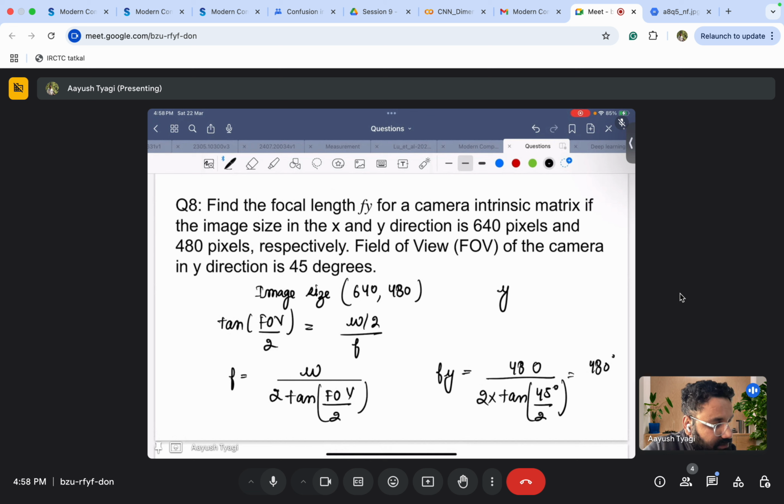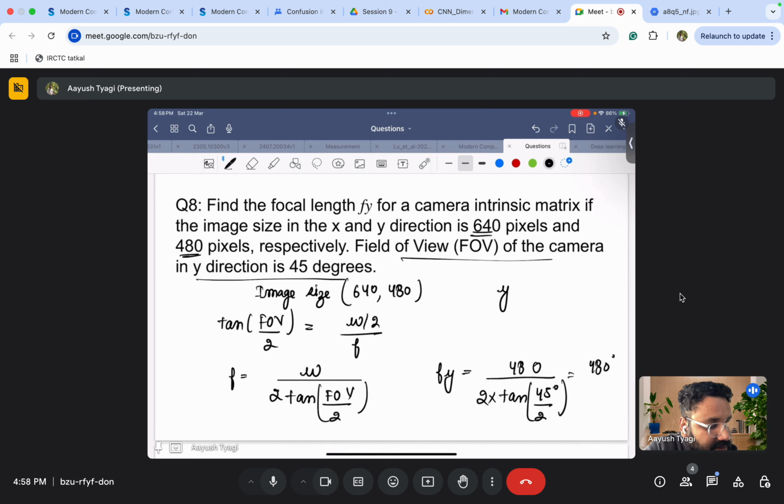I think this question was something, I don't know whether it was covered in the class or not. I don't think it was covered in the lectures, I guess. So find the focal length Fy for a camera intrinsic matrix if the image size in the x and y direction is 640 and 480 pixels respectively. The field of view of the camera in the y direction is 45 degrees, right?